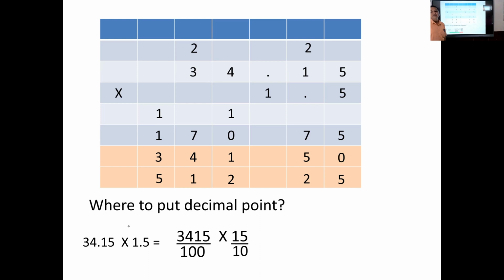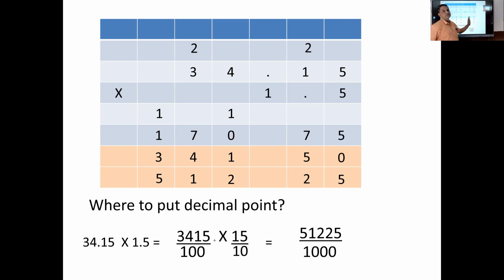Now again, we reduce this multiplication of decimal numbers to the multiplication of fractions. As we know, in the multiplication of fractions, we multiply numerator with numerator and denominator with denominator. So we multiply 3415 with 15 and 100 with 10. The product of 3415 by 15 is 51225, and 100 multiplied with 10 is 1000. Now you can see that we have the denominator as 1000.